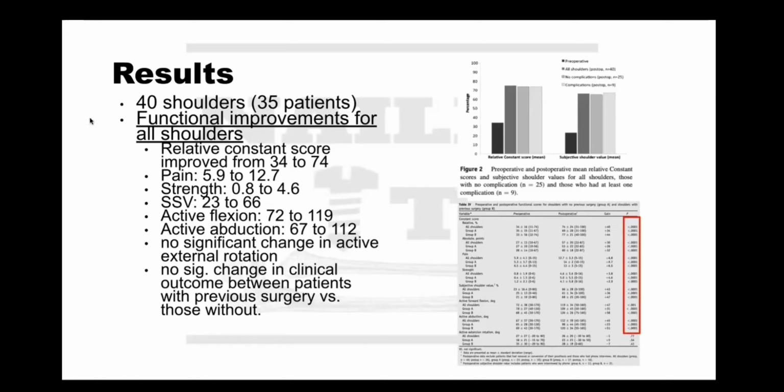They also looked at active flexion and active abduction, which both had significant increases pre and post-op. What's also noteworthy here is that patients who had previous operations still had significant increases in range of motion, pain, strength, and their subjective and Constant scores compared to previous studies, which continue to suggest that patients who had previous surgeries wouldn't do as well compared to patients who had no previous surgeries on their shoulder.